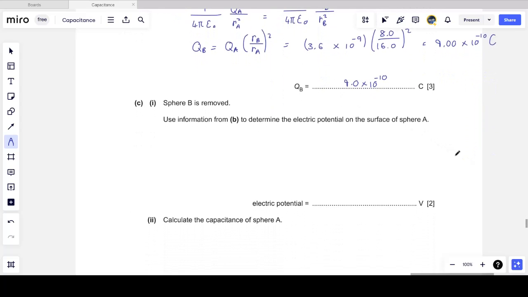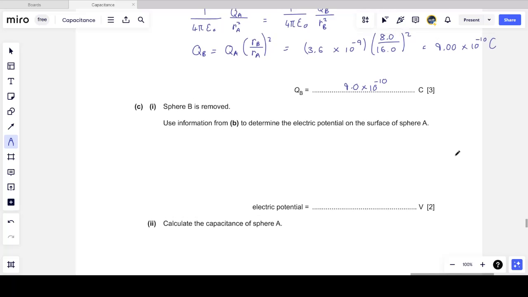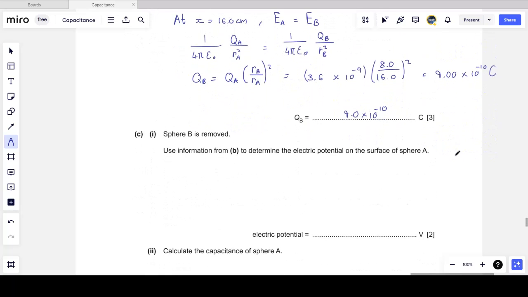We are then told that sphere B is removed and we want to use the information from B to determine the electric potential on the surface of sphere A. Well, right now this is not going to trouble us at all. Potential is 1 over 4 pi epsilon naught QA over RA. Q over R for potential.